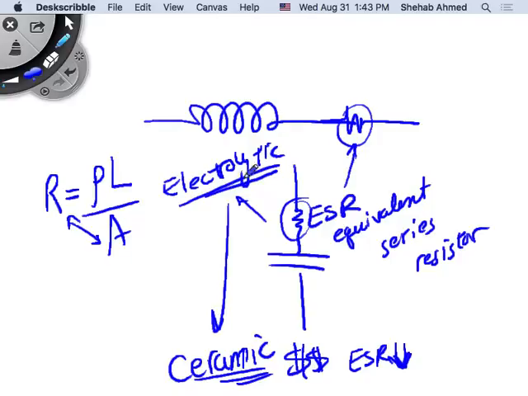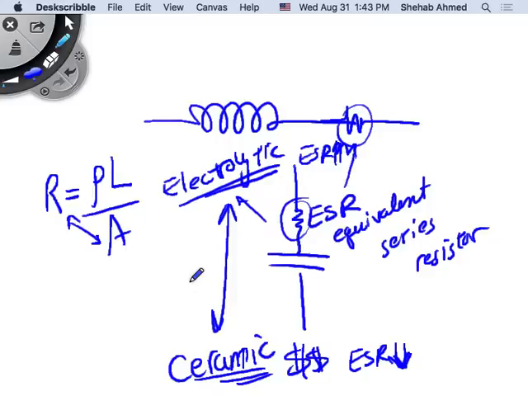Right? But these electrolytic capacitors, their ESR is high. So ESR high, cheap. You can easily buy them. You can buy them in large sizes, etc. This one is very expensive. And in the middle, you have many kinds of capacitors.